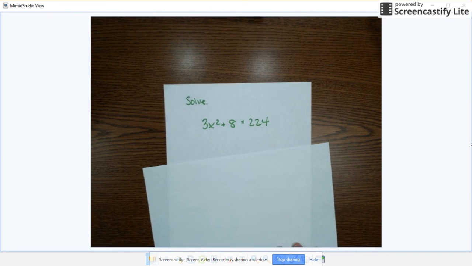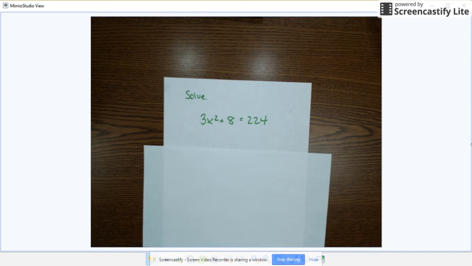Last one, I want you guys to solve this and put it in simplified radical form if necessary.